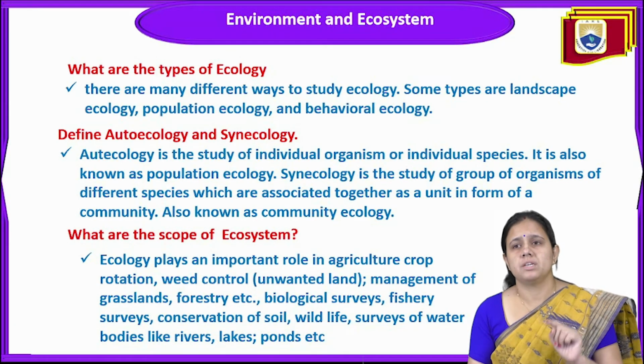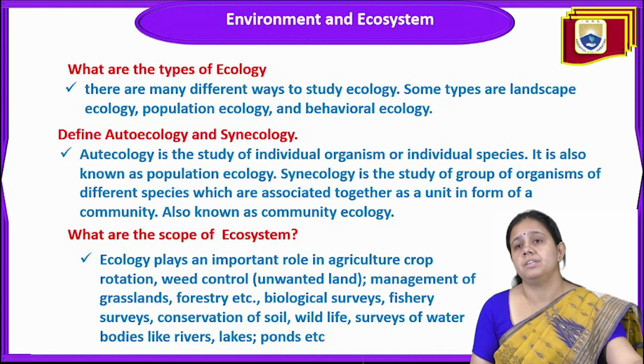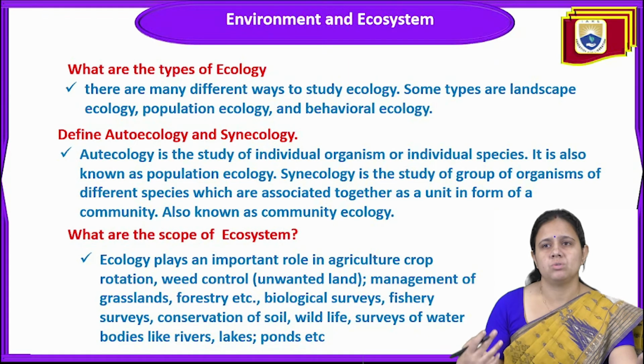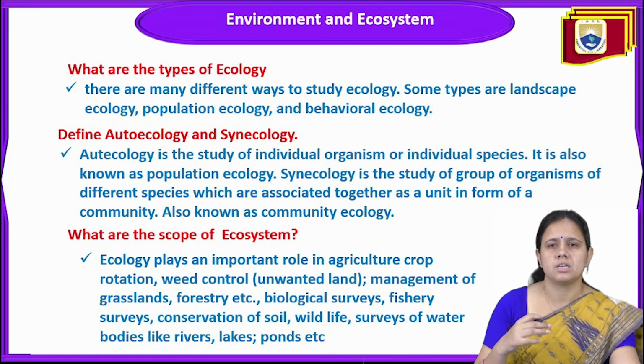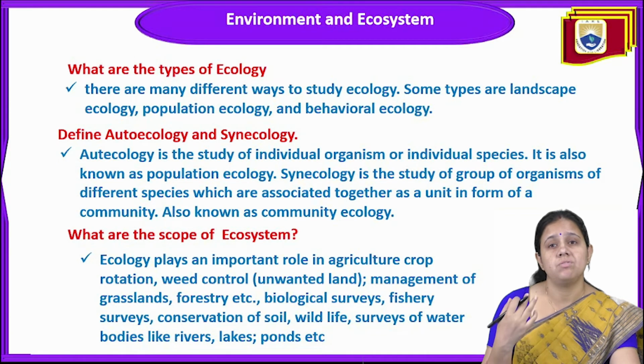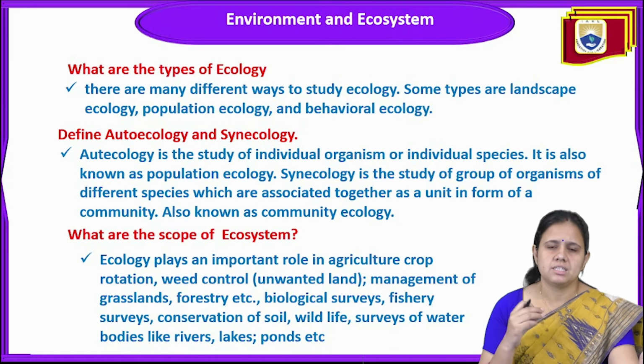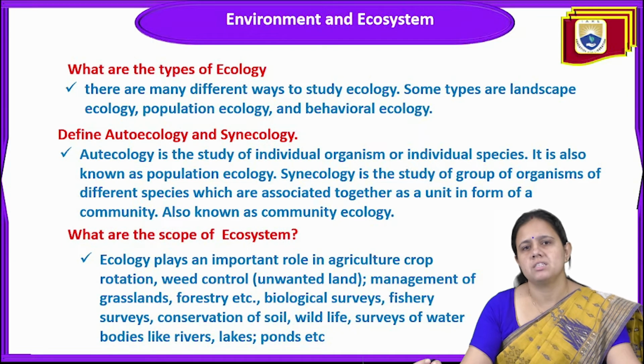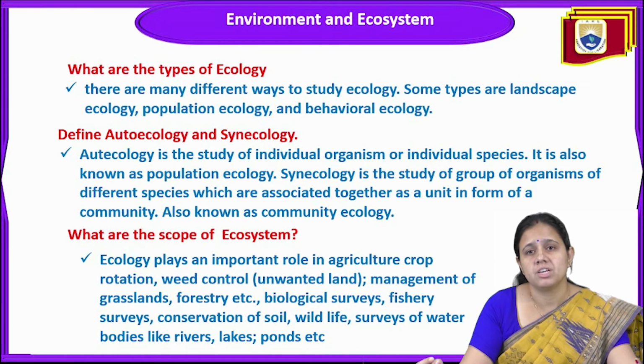Now comes the next question, about what the different types of ecology are. Ecology has many types because there are many different ways to study ecology. If we study only the landscape, then we can say it is the study of landscape ecology. If we are studying the population of a particular community, we can call it population ecology. Like behavior ecology, if we are studying the behavior of any organism toward their environment, it is called behavior ecology. The next terms associated with ecology are autecology and synecology.